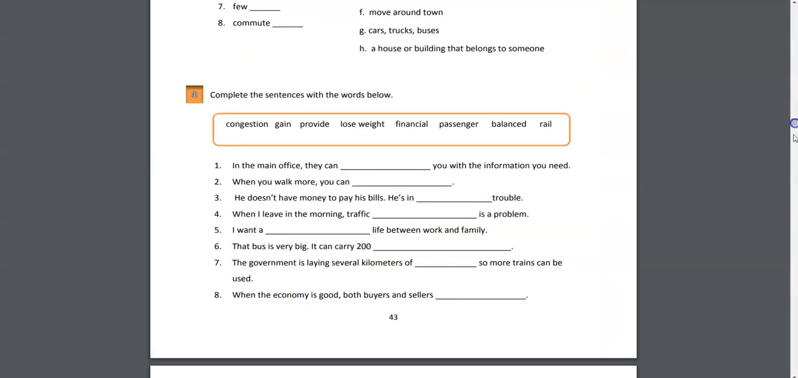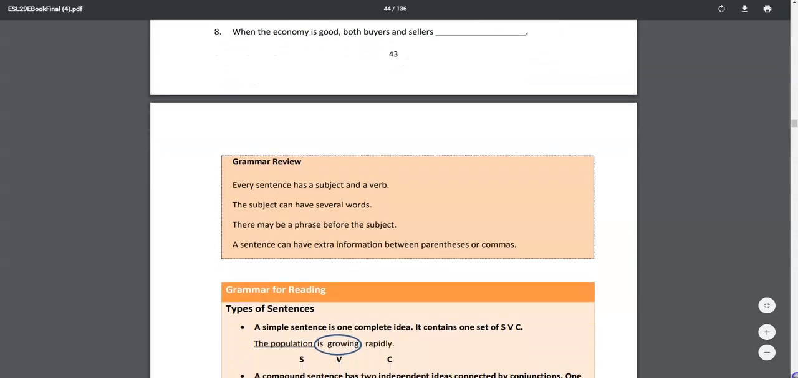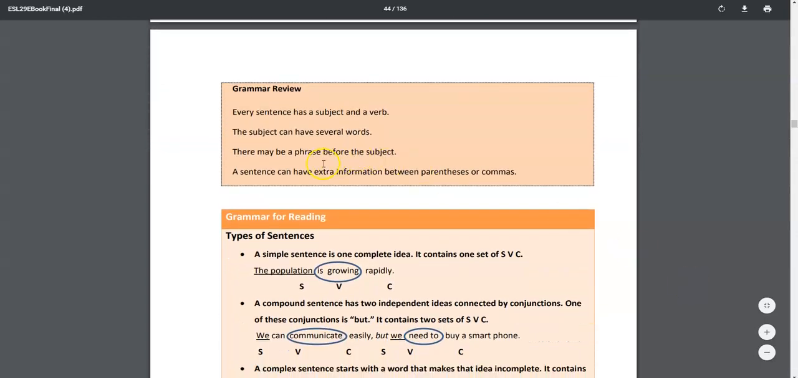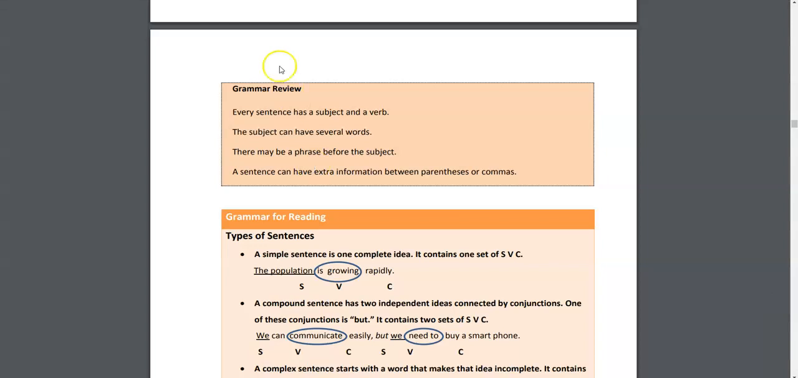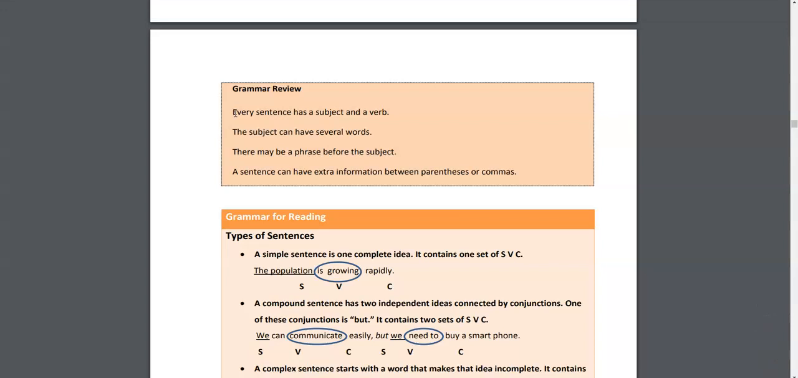Okay, now we're going to talk about grammar. If you go to page 44 of your book, I start by reviewing what we've learned so far about grammar. So we know that, talking about sentences, every sentence has a subject and a verb. And many times it has a complement, right?